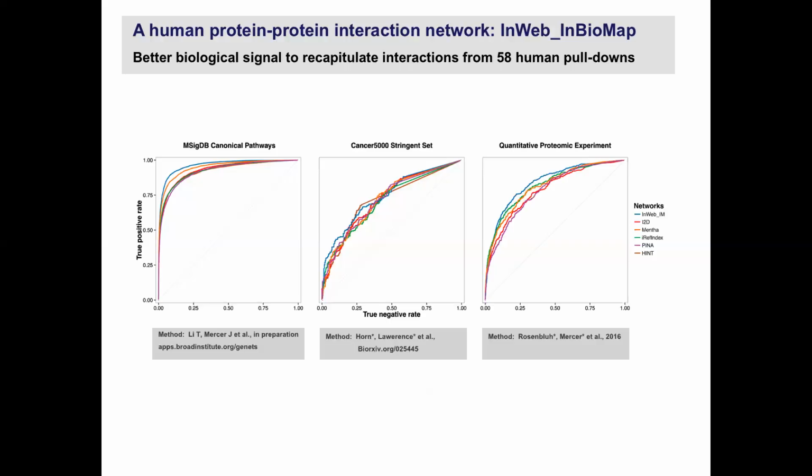We found once again that InWeb showed the best overall concordance with this independent experiment. And because InWeb has consistently outperformed the existing networks in these 3 independent set tests, we were pretty convinced that it had the optimal biological signal and should be a valuable tool for network-based analysis of genomic data sets.